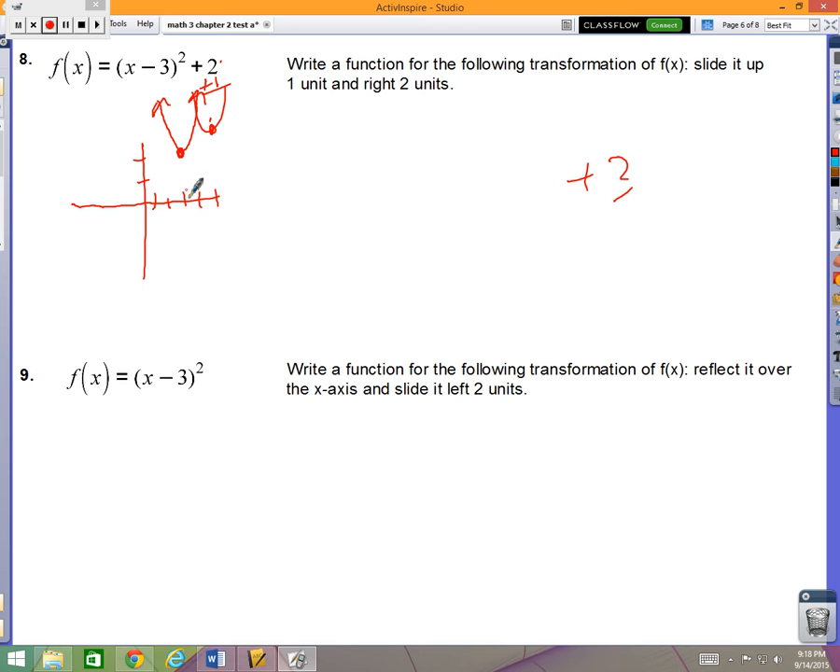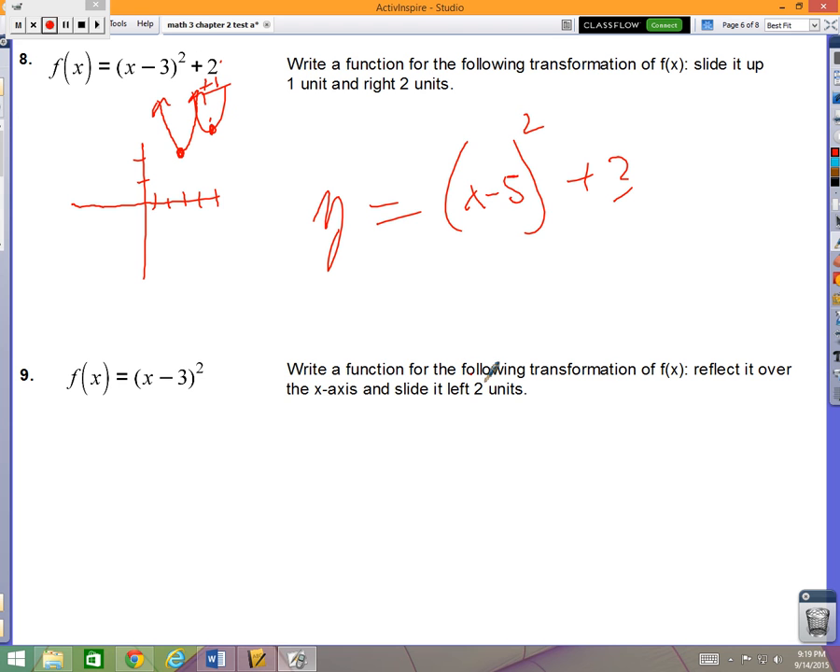So we're going 1, 2, 3, 4, 5. We're going to go over 5 units and up 1. So there we go. So 2 more units to the right, instead of going to 3, we're going to go to 5, and then 1 more unit up, instead of going to 2, we're going to go 3.